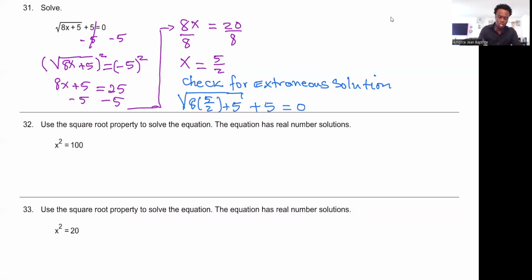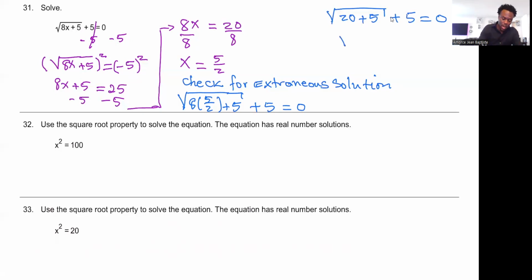Okay, so I'm going to continue up here. So the square root of 8 times 5/2 is 20. 20 plus 5 and then plus 5 on the outside is expected to be 0. Otherwise, 5/2 is not a solution.